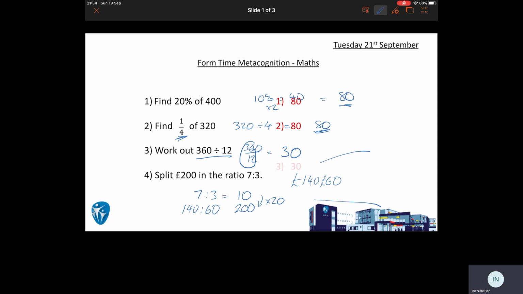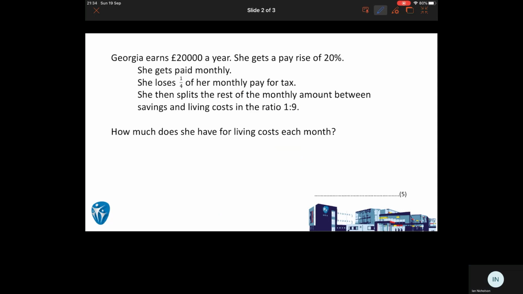So if we look at the next slide here, it says Georgia earns £20,000 a year. She gets a pay rise of 20%. She gets paid monthly. She loses a quarter of her monthly pay for tax. She then splits the rest of the monthly amount between savings and living costs in the ratio 1 to 9. How much does she have for living costs each month? So I'm going to give you just a few minutes to see if you can start that question, or even better, try and get an answer. I'll give you about 3 or 4 minutes.